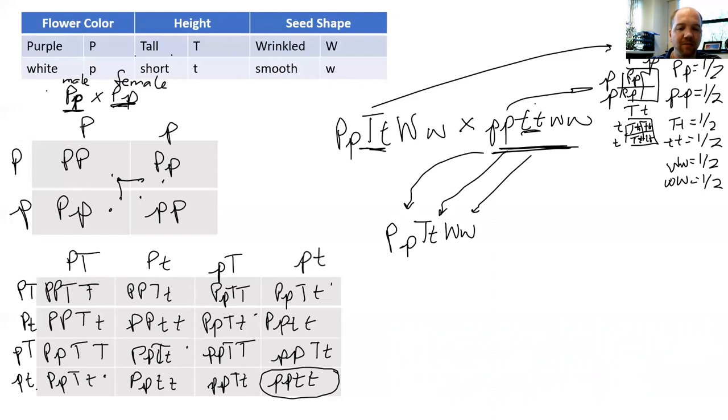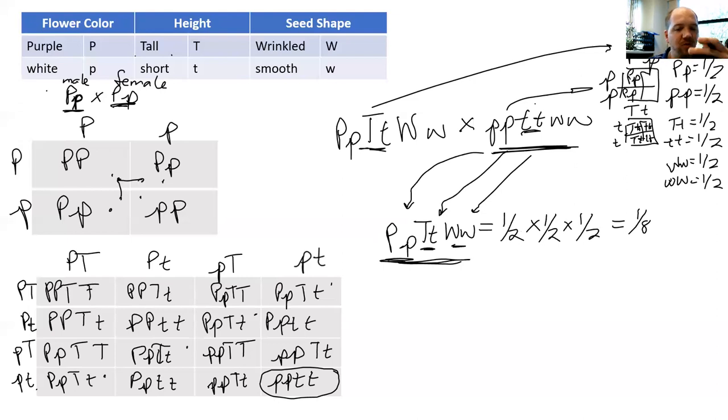So then it's just a matter of the mathematics. So what's the probability of getting a big P, small p? Well, that's going to be 1/2. What's the probability of getting big T, small t? That's also 1/2. What's the probability of getting big W, small w? That's also going to be 1/2. So 1/2 times 1/2 is 1/4 times 1/2 is going to be 1/8. So the probability of getting this genotype and phenotype is going to be 1/8.